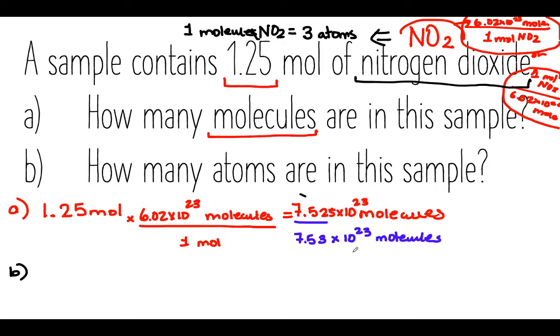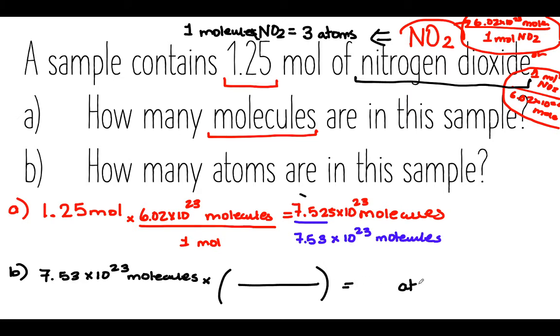So I'm going to start off with how many molecules I have, which is 7.53 times 10 to the power of 23 molecules. And I want to end up with atoms at the end. So I have this new conversion factor here, molecules and atoms. I would have to make sure that molecules go on the bottom and atoms go at the top. So for every one molecule, there are 3 atoms in NO2. So I have to do 7.53 times 10 to the power of 23 times 3 to find the number of atoms.